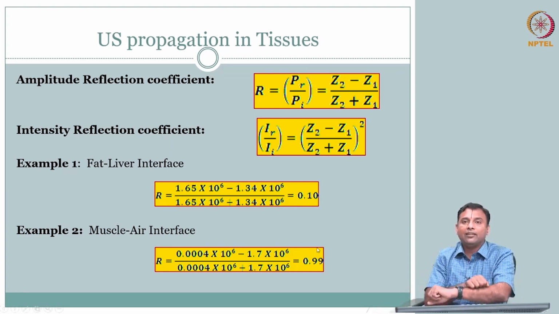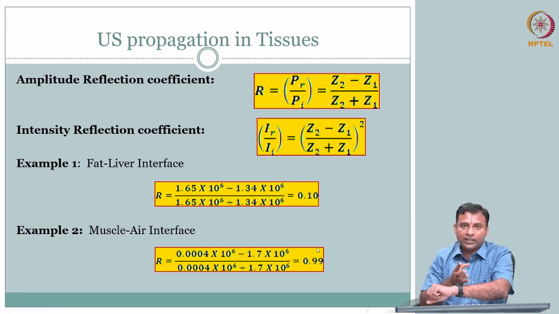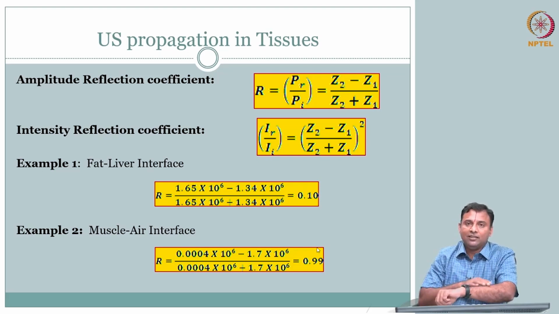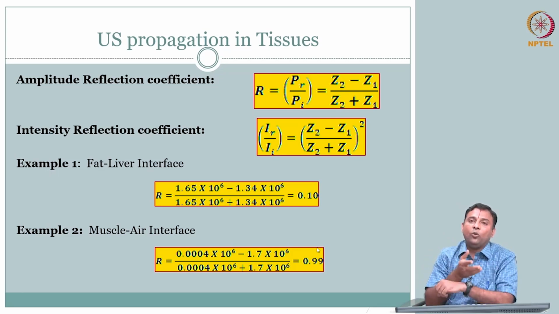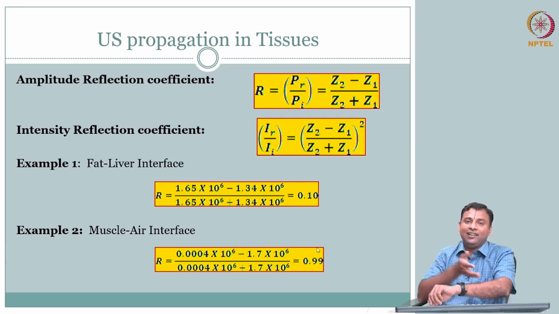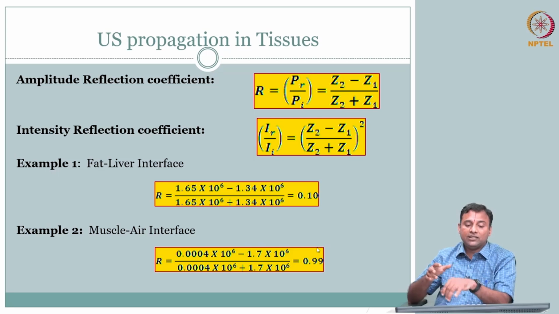What happens when I encounter an air-muscle interface? 99% will come back. That means I generate this ultrasound wave and try to put it into the body, but because air is on one side, outside the body, and muscle is inside, two different Z's, I will not be able to send sound inside the body. Then how will I be able to see what is inside the body? If I cannot send, 99% comes out at the skin, it just bounces back. So this is a troublesome thing.